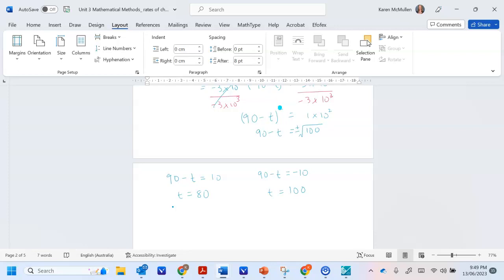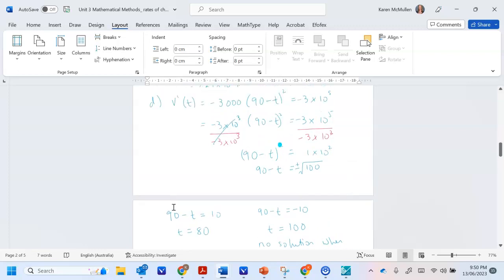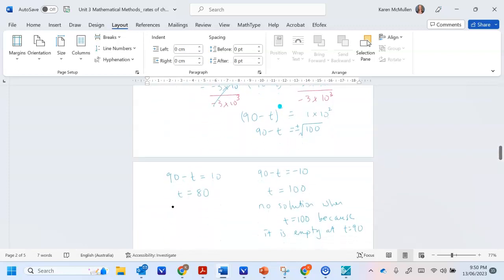Okay, so no solution when t equals 100 because it's already emptied. It is empty at t equals 90. So t equals 80 is when our rate is, when it's being emptied at 3 times 10 to the power of 5 meters cubed per year. All right, so we'll just put a square around that.